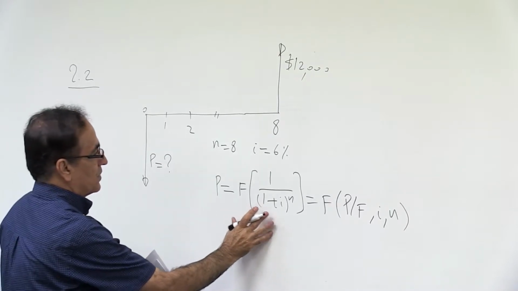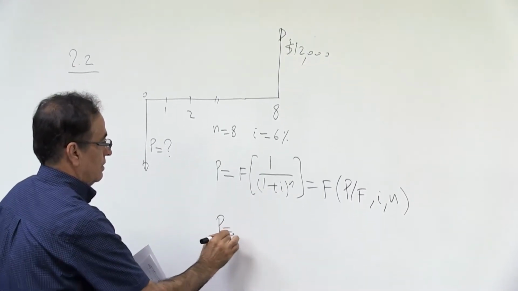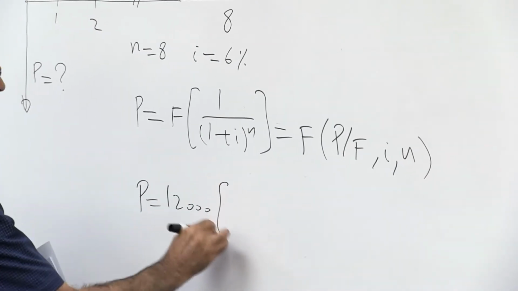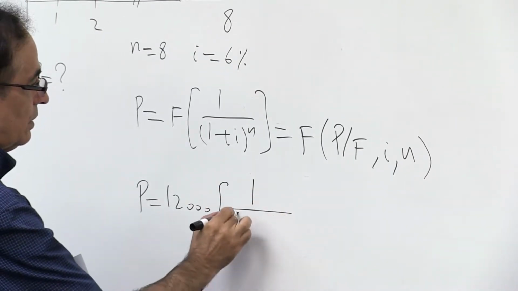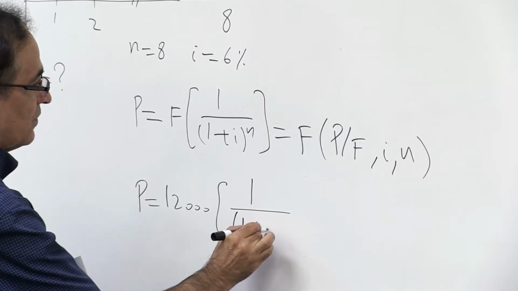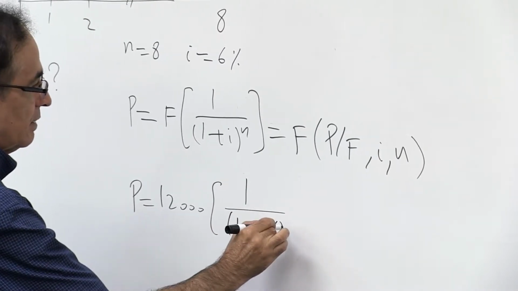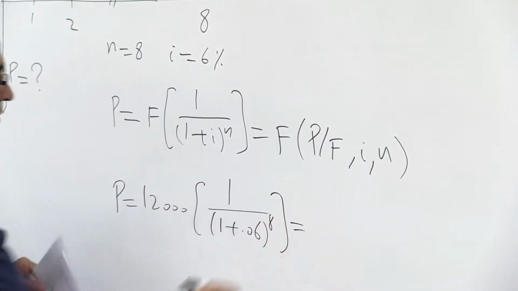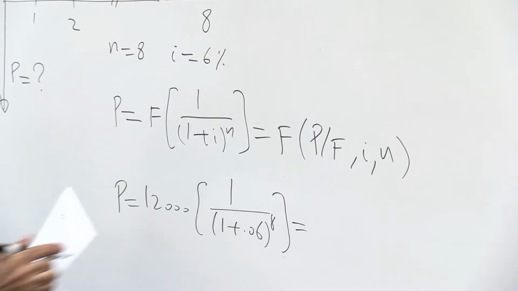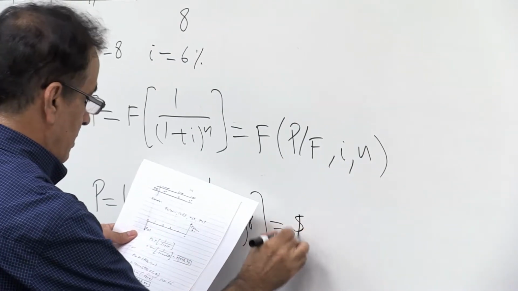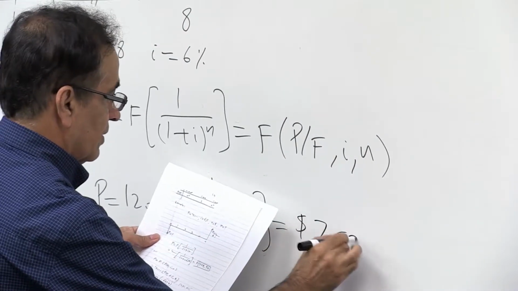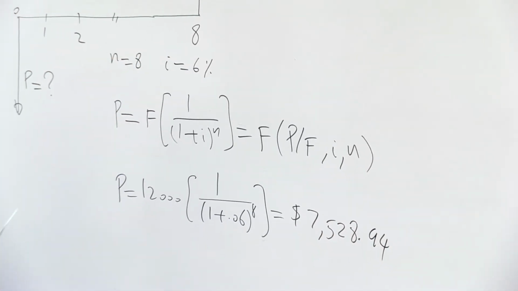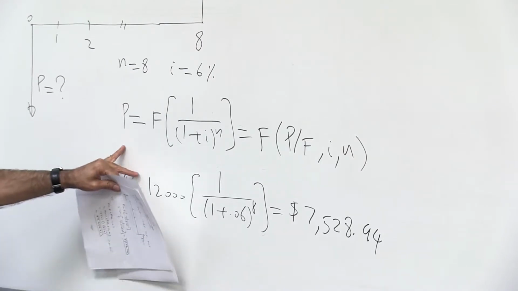First, I'm going to use the actual equation. P is going to be equal to 12,000 times 1 over 1 plus i, which is 6%, to the power of 8. If you do this, you're going to get $7,528.94. So this is the answer using the actual equation.